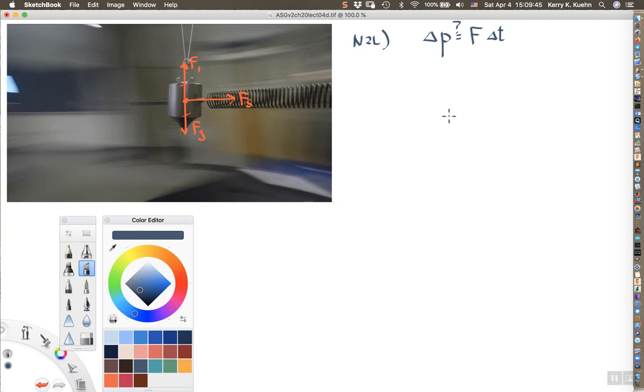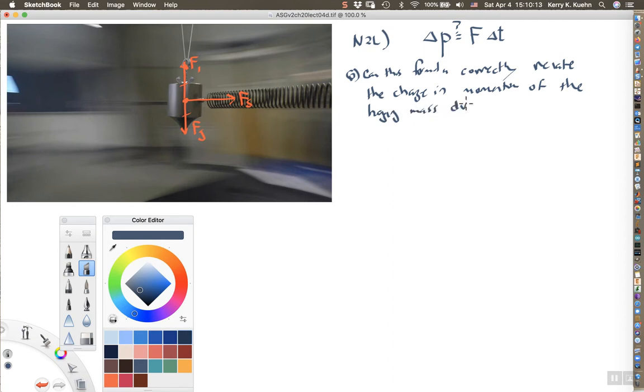Okay, so the question is, can this formula correctly relate the change in momentum of the hanging mass due to the unbalanced force F sub s acting on it during the time interval delta t? Okay, so that's the question we're asking.